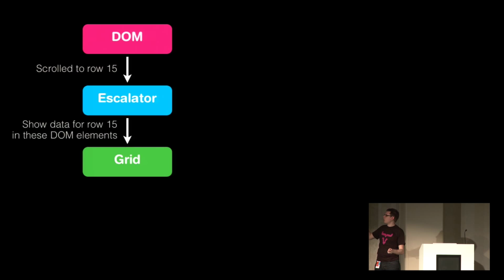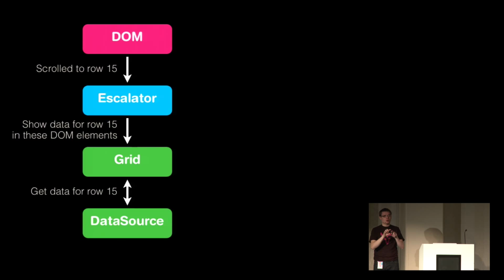So it said, hey Grid, row 15, here's the elements you should put the data into. Could you handle this? Grid says, well, okay, I don't really know anything about the data, and not really what to do with the elements either, but I know the data source. It can give me the actual source file object or whatever you have corresponding to row 15. So okay, Grid gets that from the data source. Grid still doesn't know what to do with it.